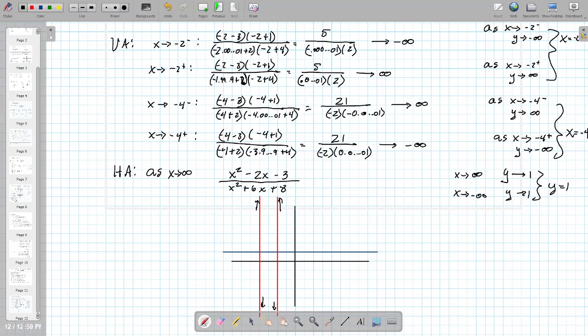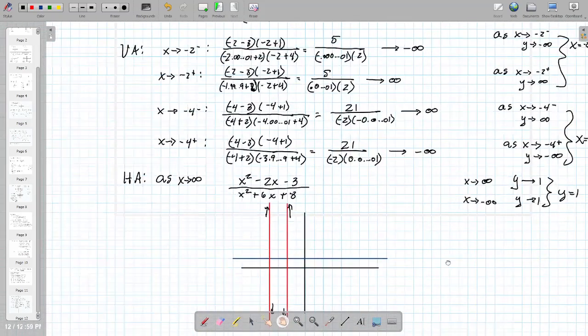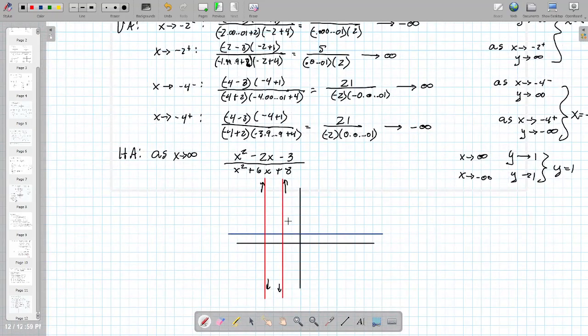Now let's look at our x-intercepts, (3, 0) and (-1, 0). So plot those: (3, 0) and (-1, 0). So it actually looks like this part will dip down and then come back up. And let's make sure that that is the case. So here we should be intersecting the line y equals 1 between -2 and -1.